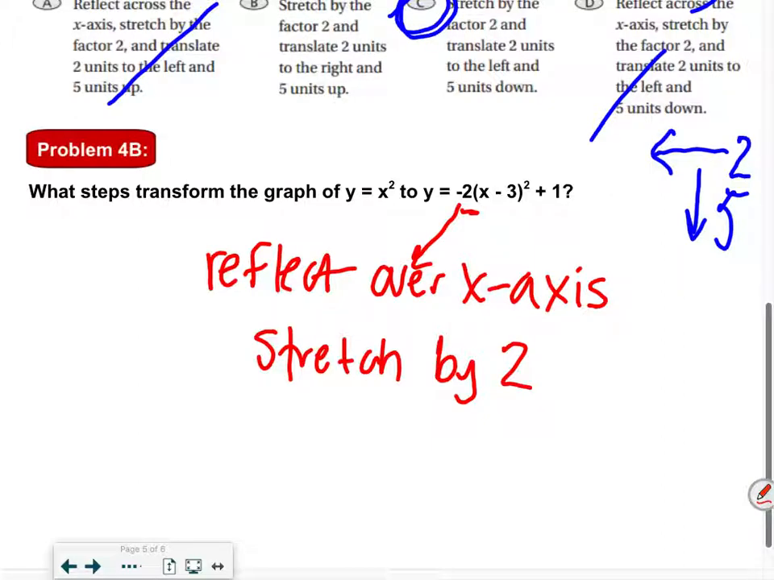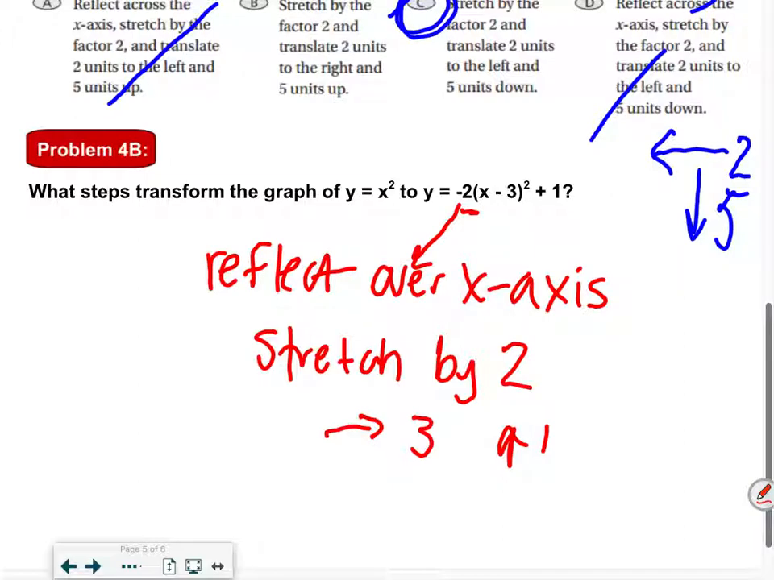What does the 3 tell me? It goes right 3. What's the 1 tell me? Up 1. That's a vertex, right? Almost done. 1 more. I wish I was really here for the reflect and stretch, but it's still confusing.